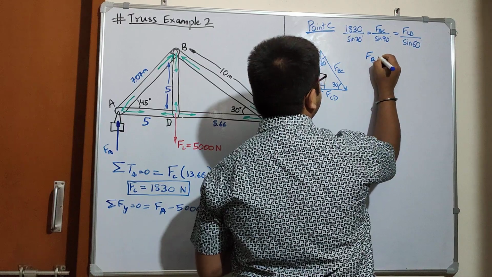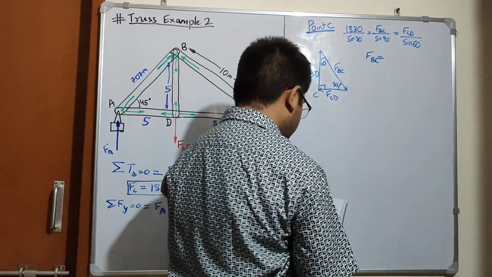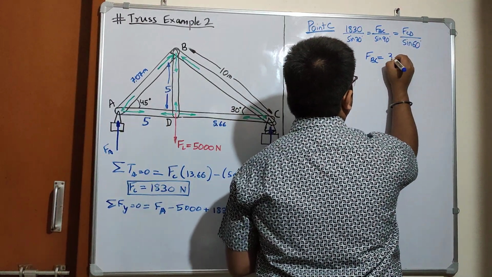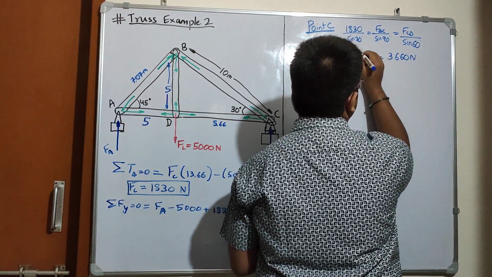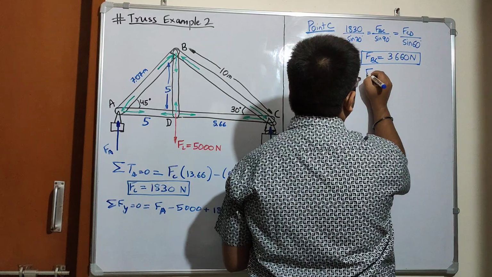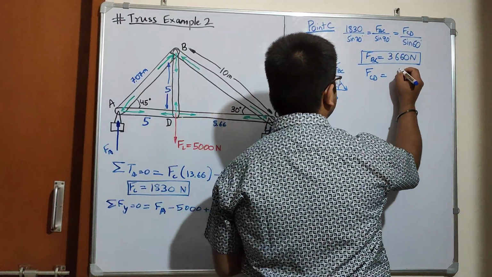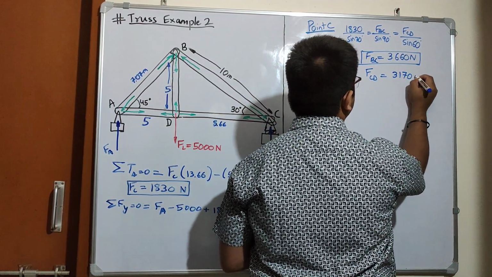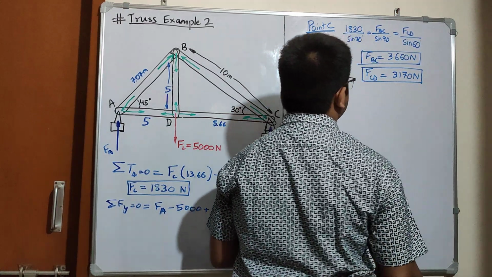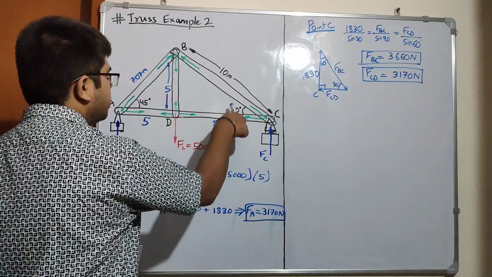So FBC will be calculated as 3660 newtons. Then FCD will be calculated as 3170 newtons. Now we have got values of this one and this one.